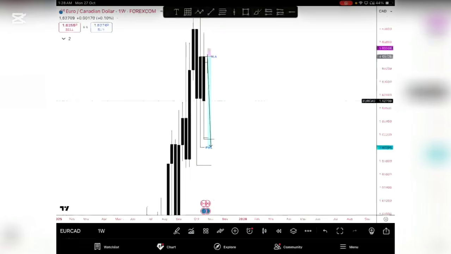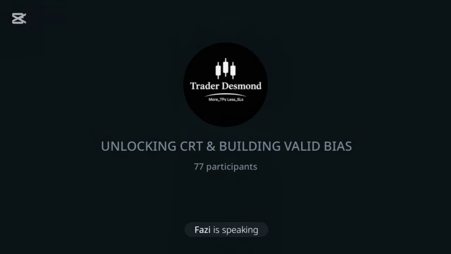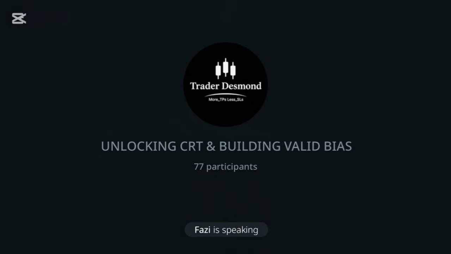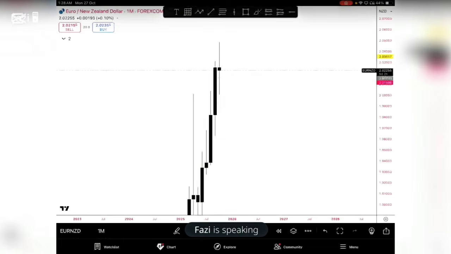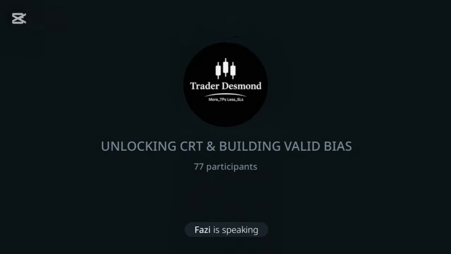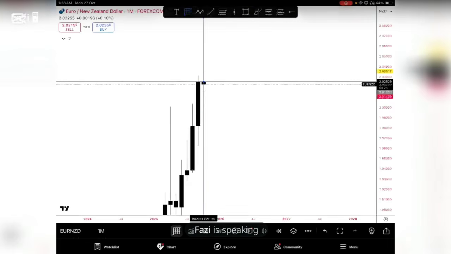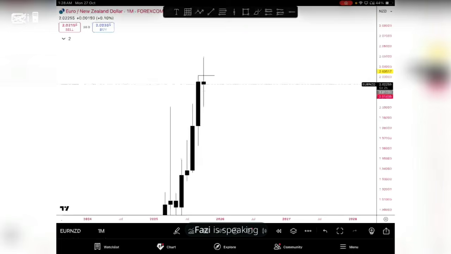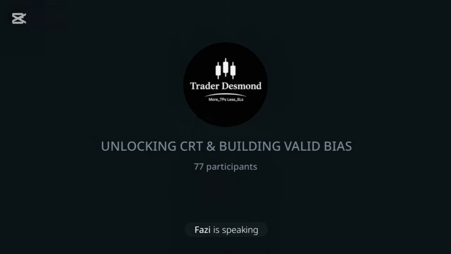So let's get into another pair, Euro NST. On the monthly time frame, what will we see? The monthly sweep, right? So we are in a monthly sweep. What we know is that the external range liquidity has been taken out. So we are in a bullish environment. We are in the retracement phase, right?